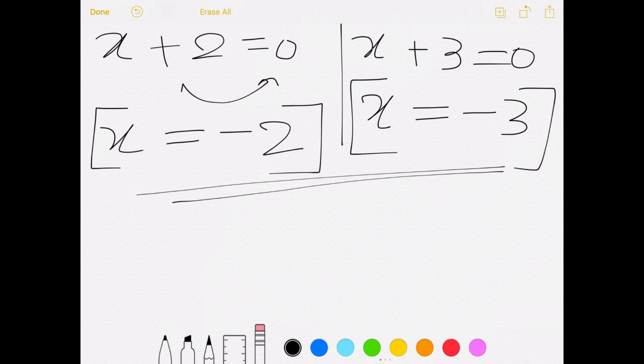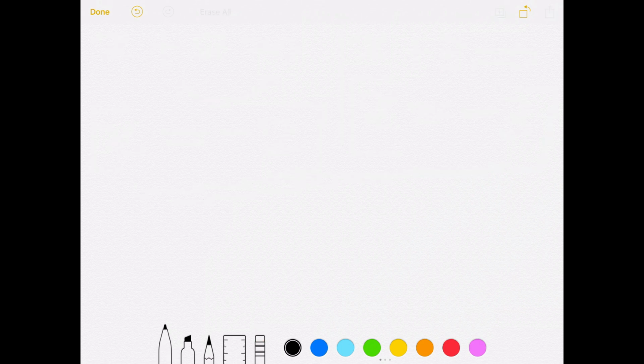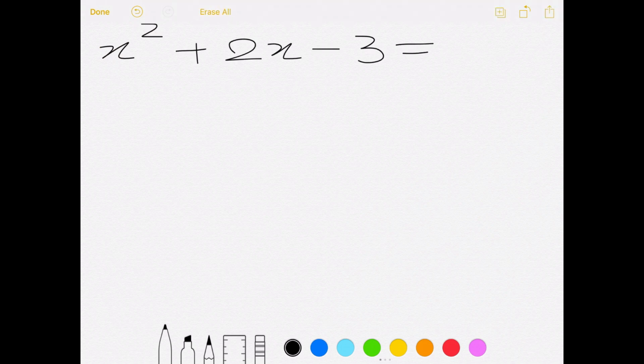We will talk about the completing square method in a different video in the next session. You can practice a few more quadratic equations. I'll give you the sums for practice at the end of the video. Let us take one more example and solve it. Let us take an equation x square plus 2x minus 3 equals 0.